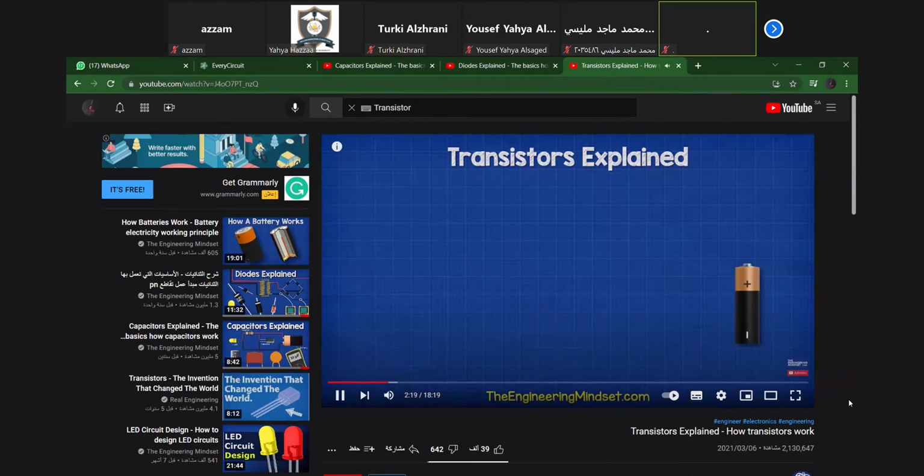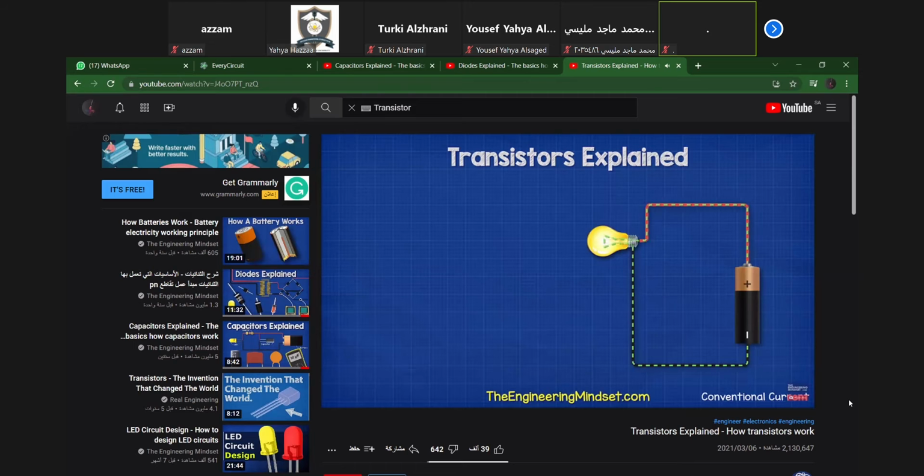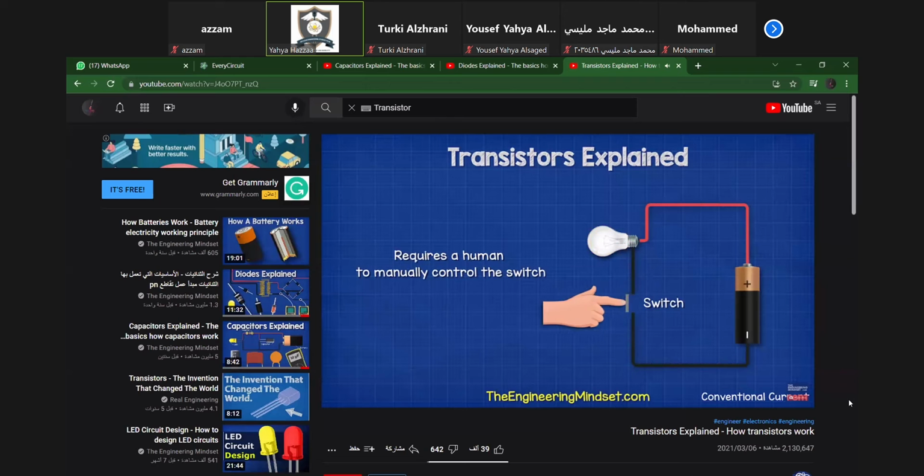We know that if we connect a light bulb to a battery, it will illuminate. We can install a switch into the circuit and control the light by interrupting the power supply. But this requires a human to manually control the switch. So how can we automate this? For that, we use a transistor.